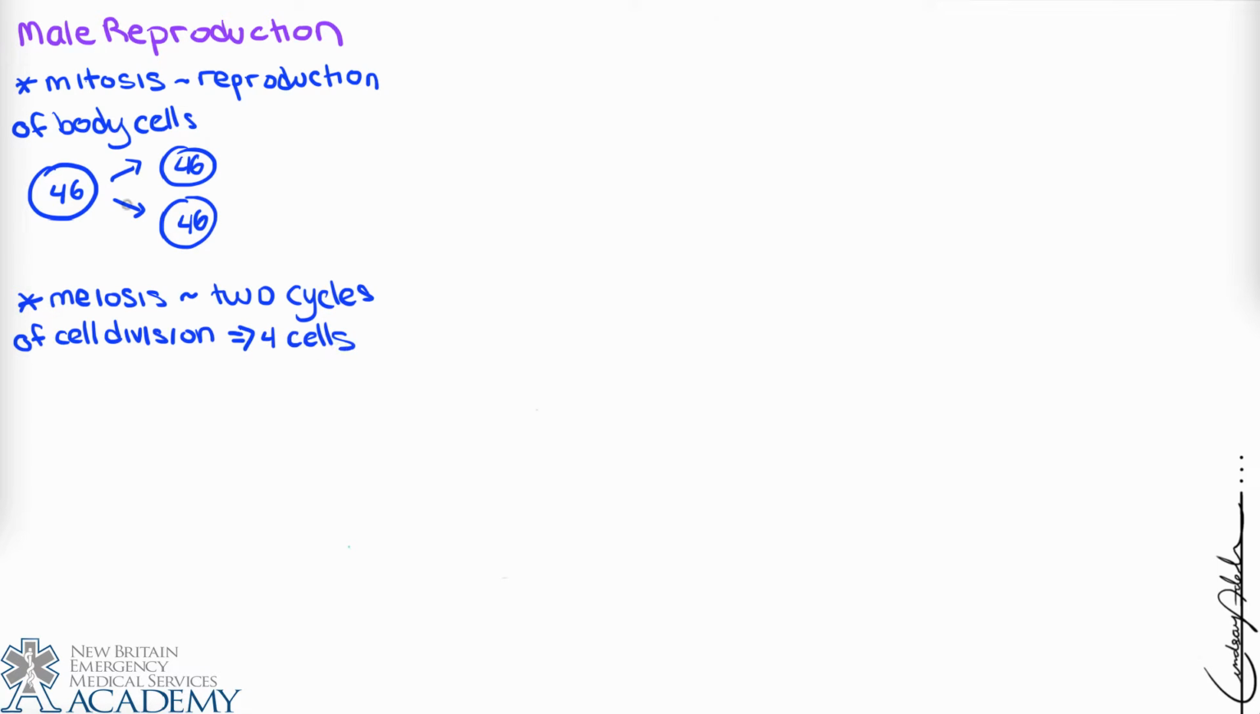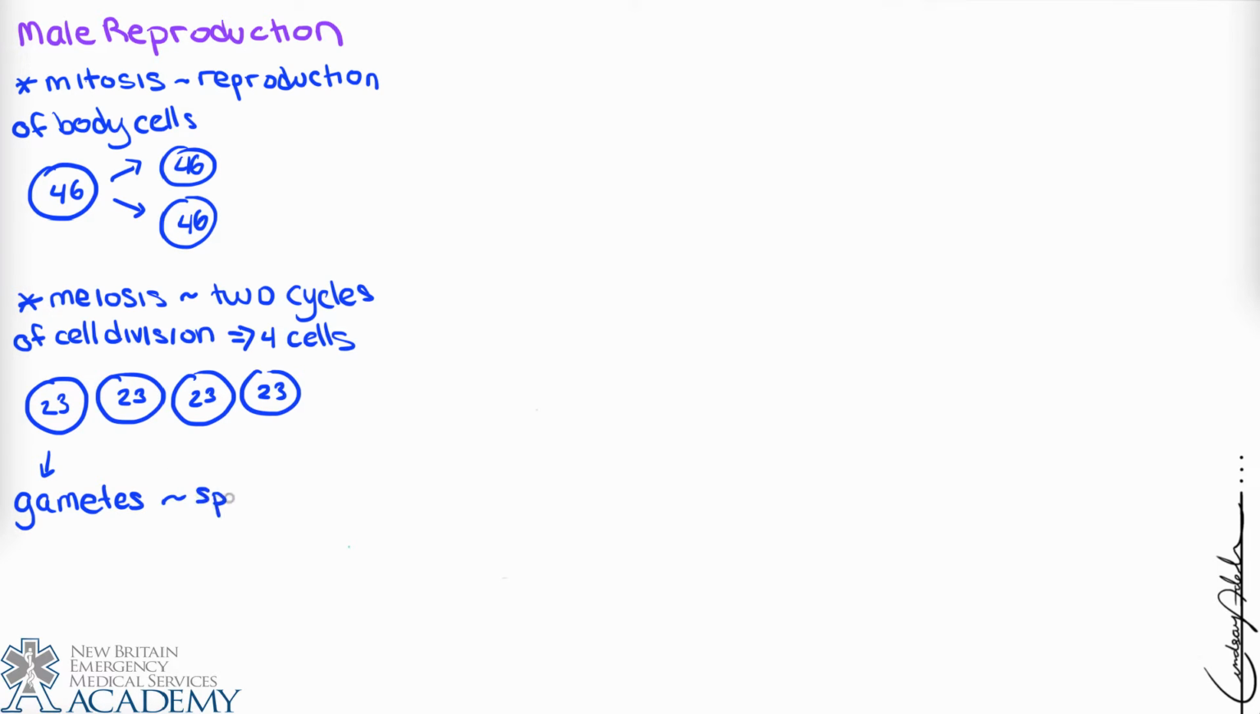When we talk about reproduction of a person, or making more people, we also include the concept of meiosis, which is basically 2 cycles of cell division that results in 4 cells that are 23 chromosomes each. And the 23 chromosomes each, they're not paired. It's just 23 individual chromosomes. And these cells are called gametes or sex cells. And so for the male, those would be the sperm cells.